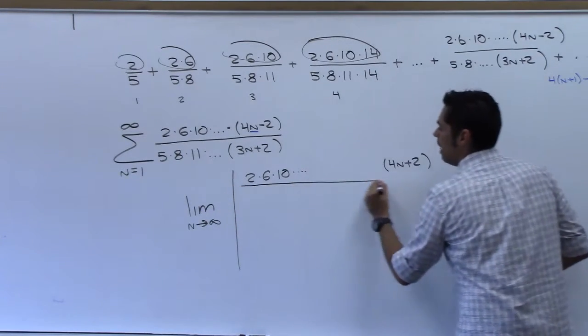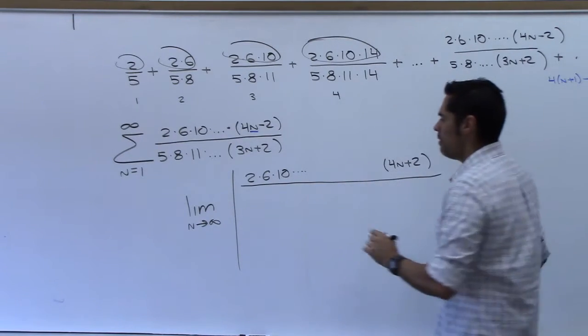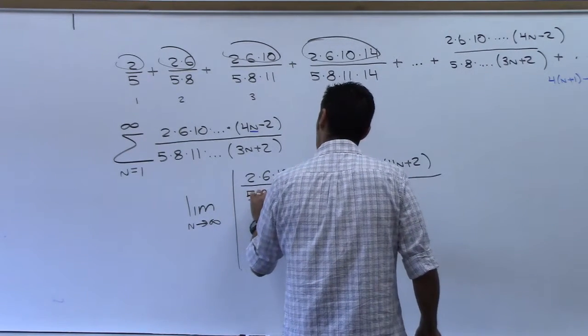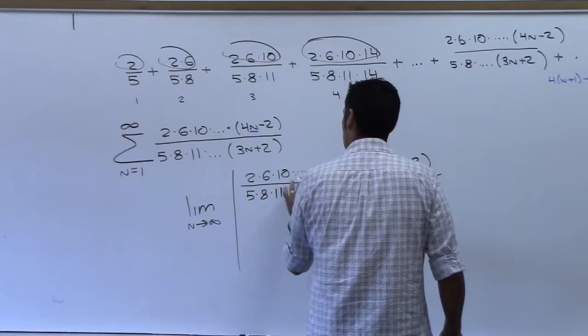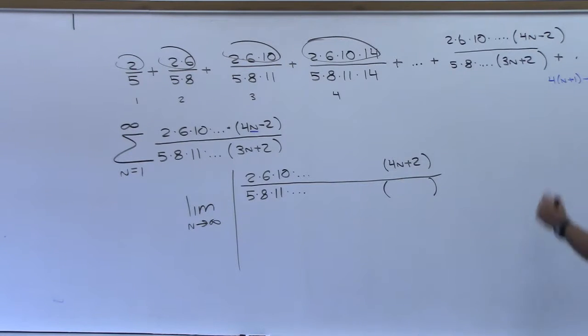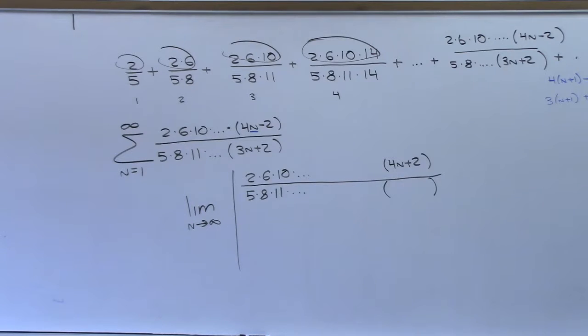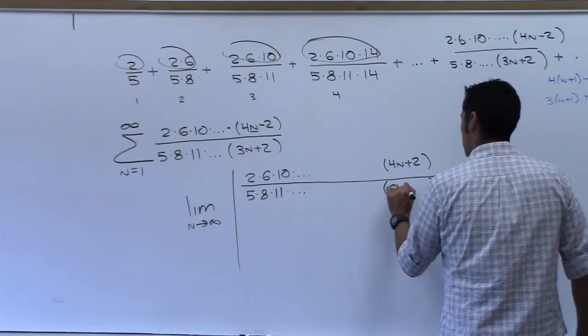Over, I left space here intentionally, all right? Over 5 times 8 times 11 times dot, dot, dot. What's the last one here? So you have to figure out what is 3 times n plus 1 plus 2. So that's what I get when I plug in n plus 1 there, which is 3n plus 5. Is that good? Just distribute the 3 through. 3n plus 3 plus 2. 3n plus 5. Are y'all on board or not?